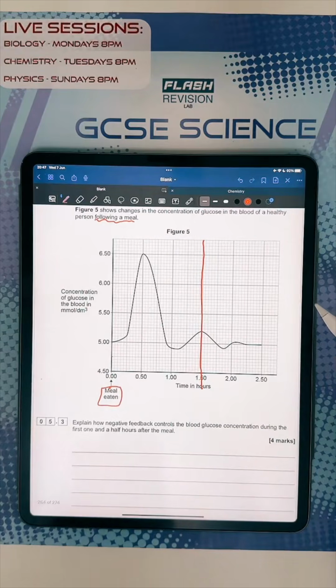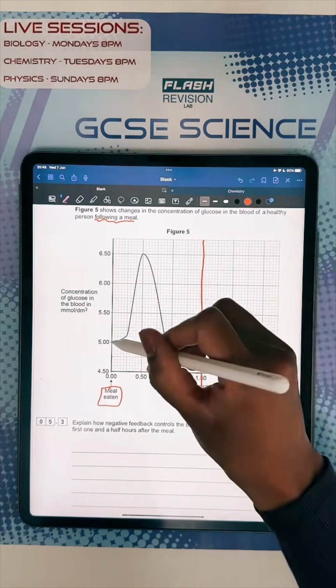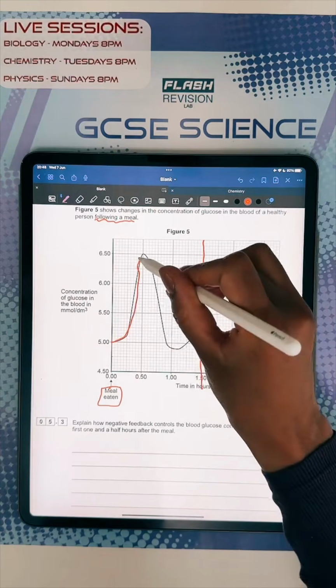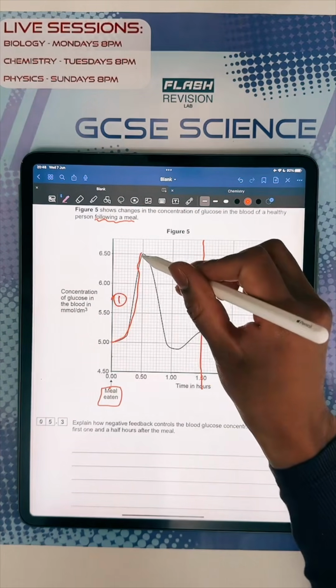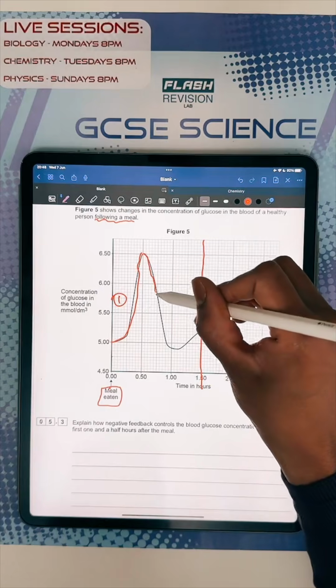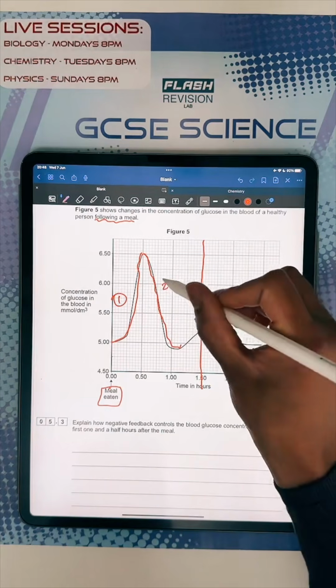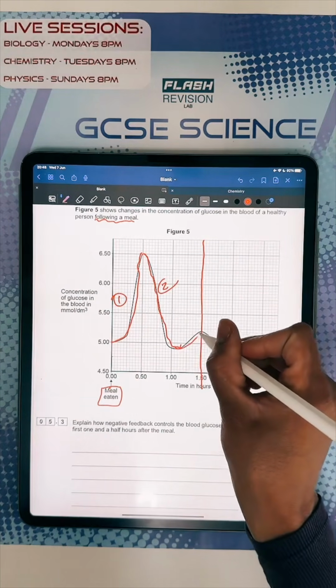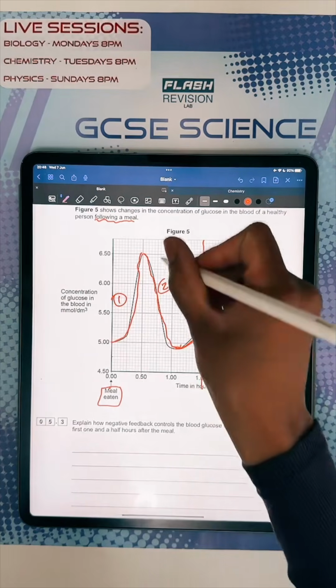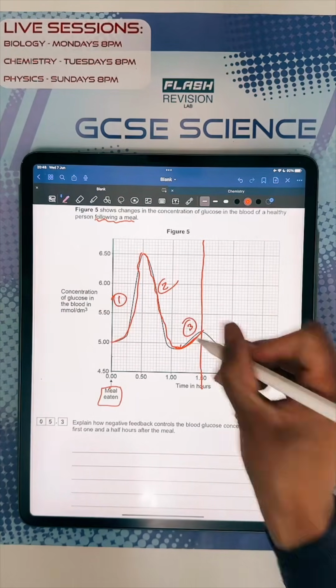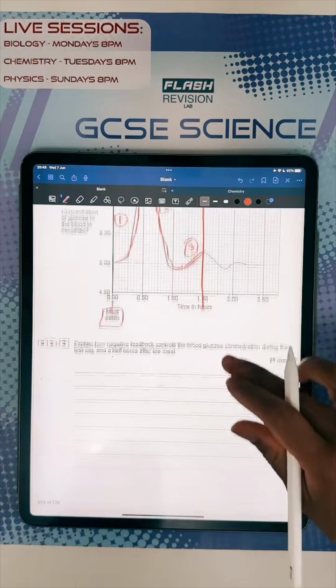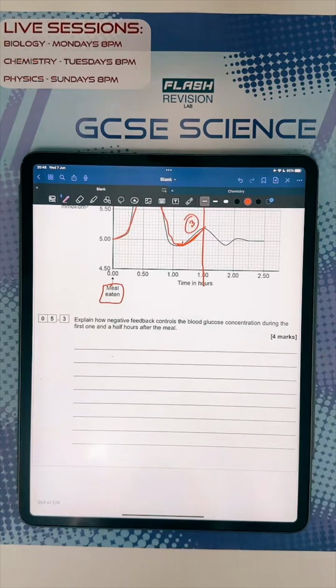So 3 main things to talk about here, I'd say. There's this part here, call that 1. Then this part here, we call that 2. And then we got this part here. So see that? It goes up, down, and then back up again. That's negative feedback. What do you guys think?